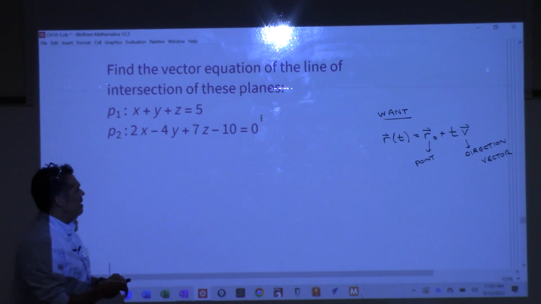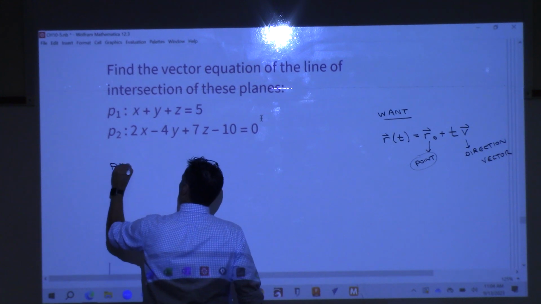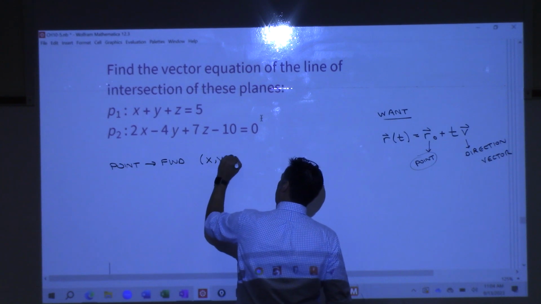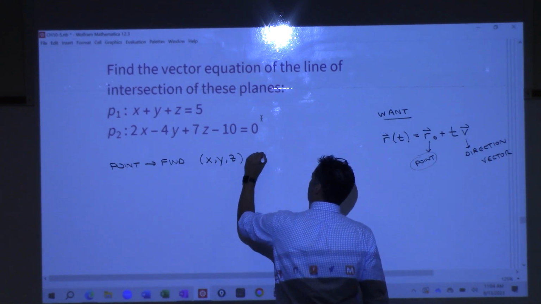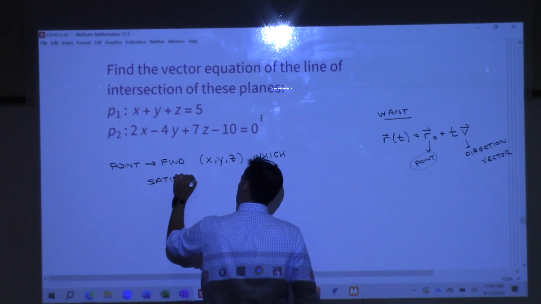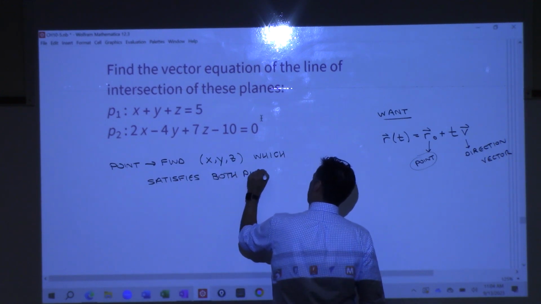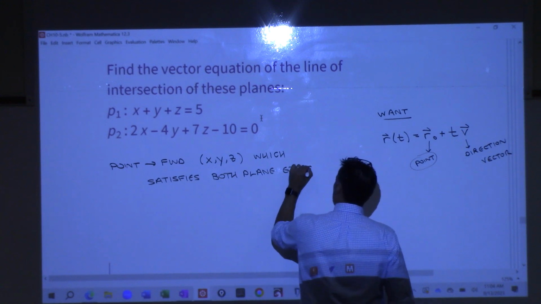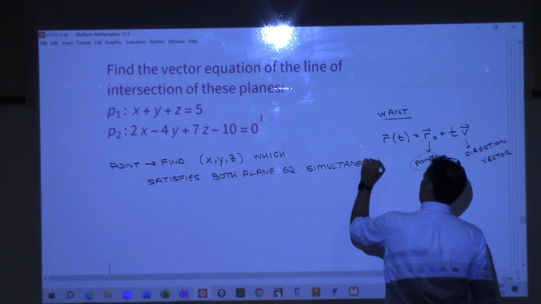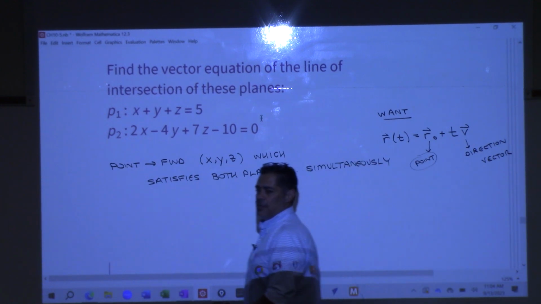So can we find an x, y, z? So for the point here, we need to find an ordered triple, x, y, z, which satisfies both plane equations simultaneously. I think I'm misspelling that. Is that right? Simultaneously? I think it's right. Okay, who cares? It's not an English class.